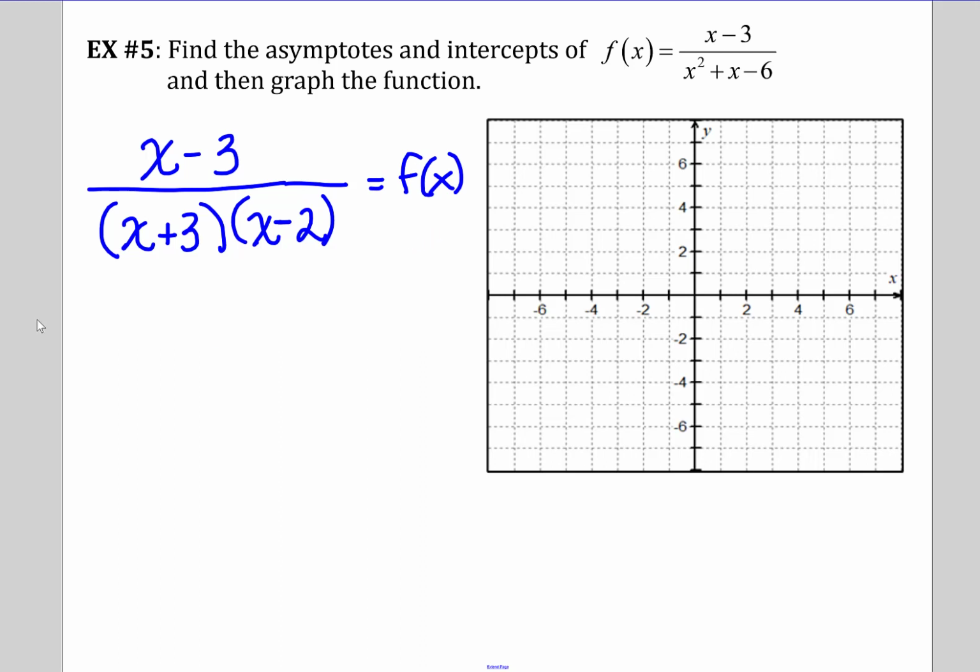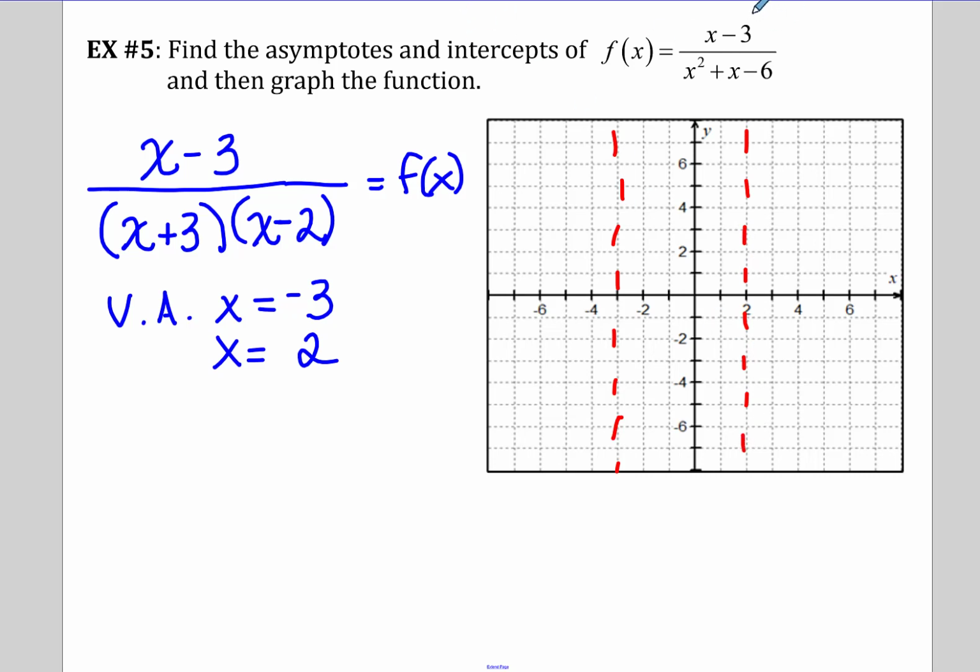This tells me that vertical asymptotes happen when the denominator is 0. So we need a break in the graph at -3, and we need a break in the graph at +2. So we have infinite discontinuities at -3 and +2.